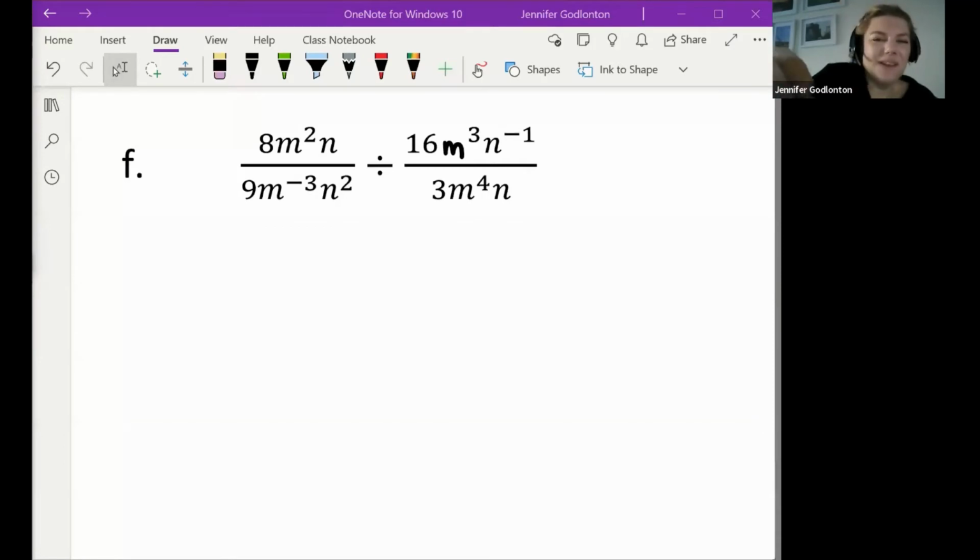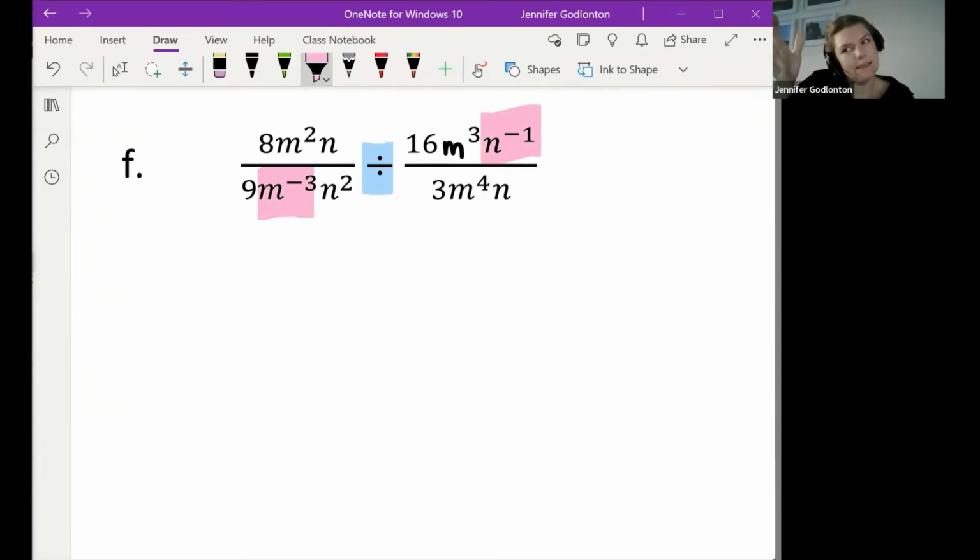Think about, guys, I'm going to give you some hints here. Think about what that divide sign means for us. Think about what those two mean for us. Start there.